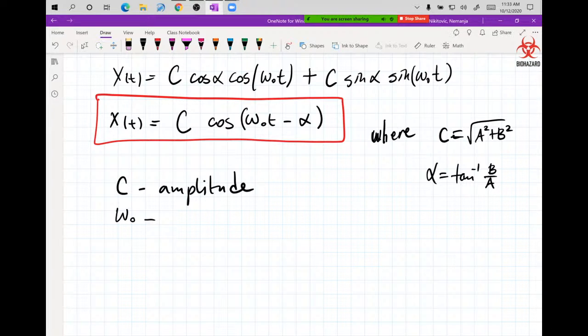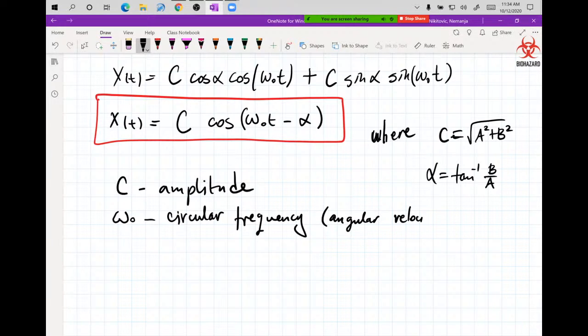The omega 0, this is not a W, this is omega. It looks like that. It's round and wide in comparison to W, which is pointy and straight. So omega 0 is circular frequency, also known as angular velocity, angular speed and stuff like that. And then alpha is the phase angle.